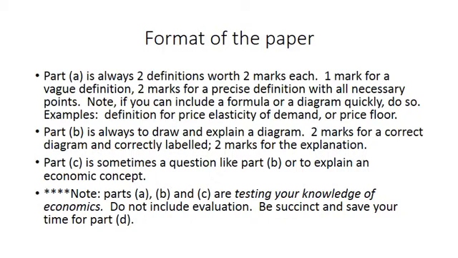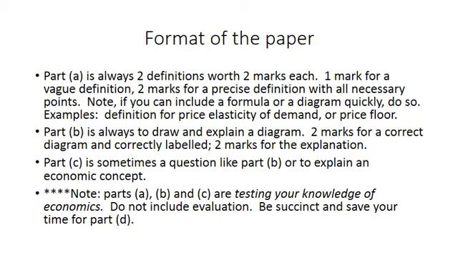Format of the paper. Part A is always 2 definitions worth 2 marks each, so the whole Part A is worth 4 marks. 1 mark for a vague definition, 2 marks for a precise definition with all necessary points. And note, if you can include a formula, if it's relevant, or a diagram quickly, do so. For example, if you were asked to define price elasticity of demand, that would lend itself to quickly showing the formula as well as a definition, or a price floor, again, definition with a very fast diagram. This way, in case you have missed something in the written definition, hopefully you would get full marks by having the correct formula or diagram.